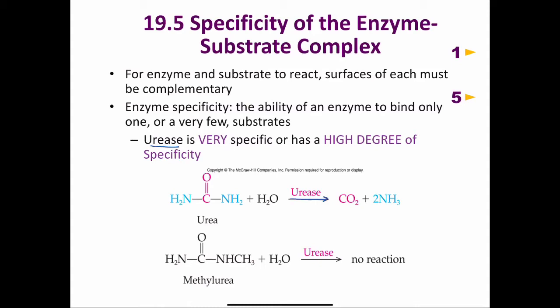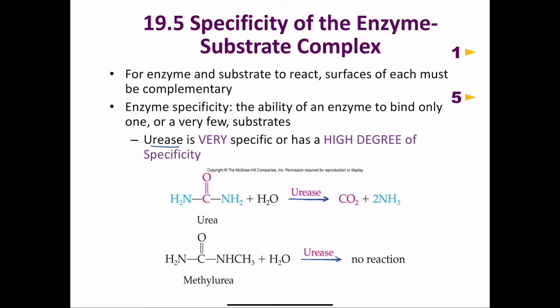If urea is treated with urease, you end up with the products of carbon dioxide and ammonia. Whereas if I take methylurea, which is very similar in structure to urea, and treat it with the same enzyme, urease, I get no reaction. Thus, even though methylurea is very close in structure to urea, urease is so specific it can recognize urea as the only substrate that has the ability to bind.